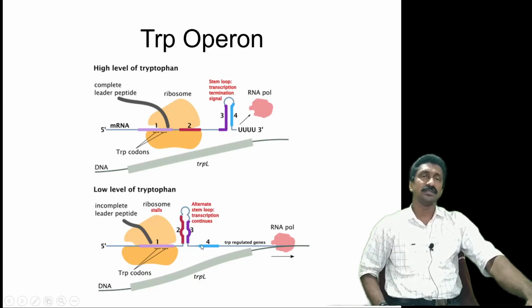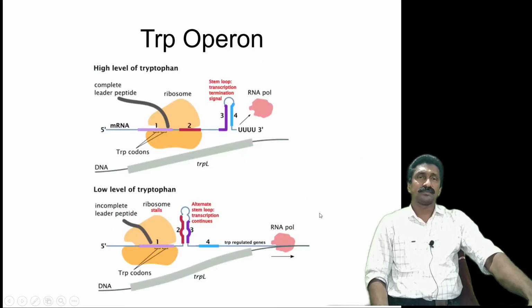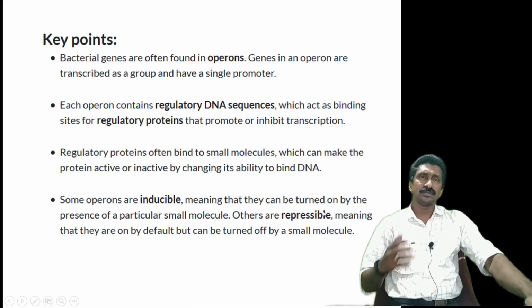So once it is formed, then 3-4 pairing is not possible, and if 3-4 pairing is not done, then the stem loop cannot be created. So that results in the completion of transcription of the leader region, and subsequently the RNA polymerase will proceed by transcribing the structural genes of the trip operon. Okay. So these are the key points.